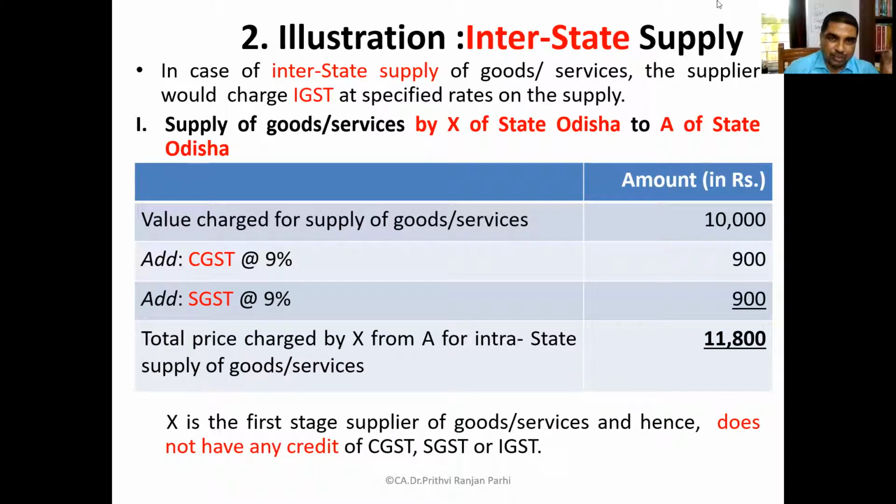Now first you see, this example is that there is a person, Mr. X, located in the state of Odisha. He's selling the product to A, again within the state of Odisha. That means both the places are in Odisha, so it is intrastate. So first let us take this intrastate, then we'll move to interstate. Now let us assume the taxable value is 10,000. CGST is 9%, that is 900. SGST is again 9%, 900. So the total value is how much?